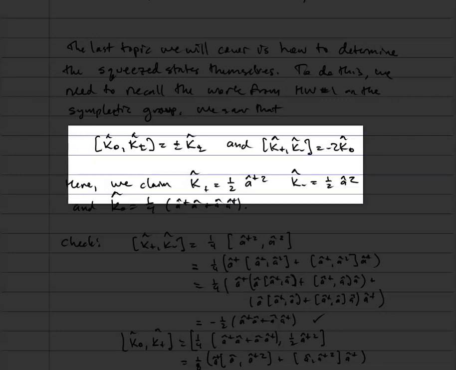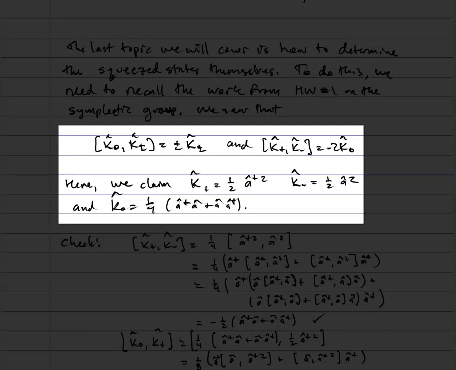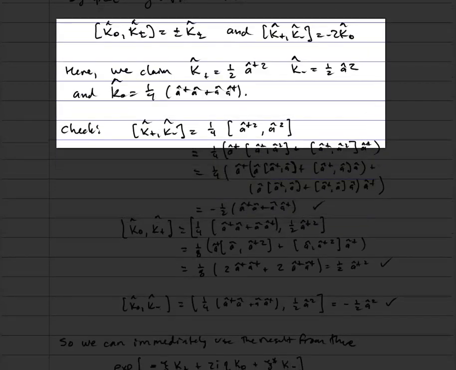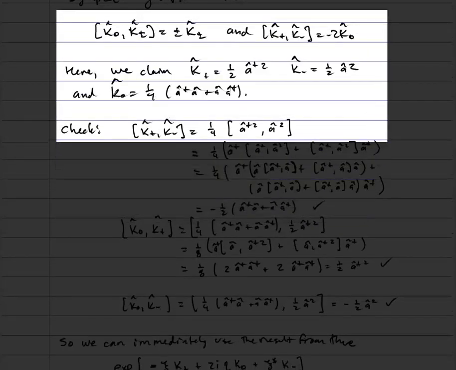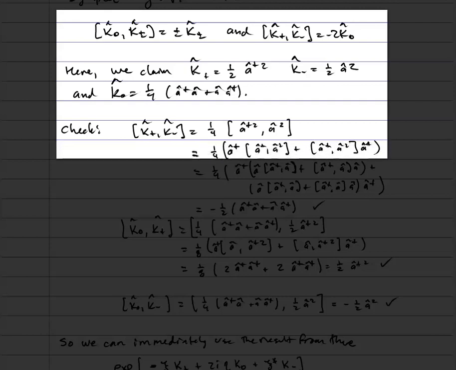Now, we claim that choosing k plus equals 1/2 a dagger squared, k minus is 1/2 a squared, and k0 is 1/4 a dagger a plus a dagger actually produces this algebra. So let's go ahead and check that. Let's calculate k plus k minus. So plugging in what the definition of k plus and k minus is, I get 1/4 commutator of a dagger squared with a squared. We're going to use the Leibniz rule. We're going to find by first pulling an a dagger out to the left and an a dagger out to the right. I get 1/4 a dagger commutator of a dagger with a squared plus commutator of a dagger with a squared times a dagger.